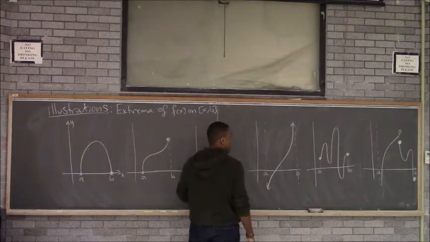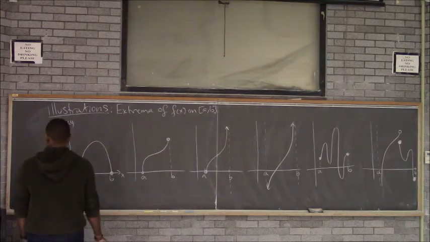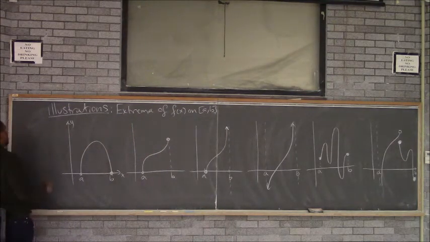Go through and identify some points. AM, this means absolute max. LM, local max. And lowercase am, absolute min.